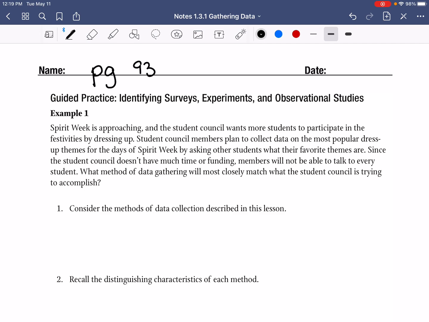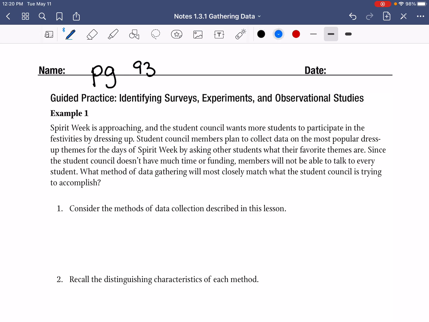Spirit Week is approaching and the student council wants more students to participate in the festivities by dressing up. Student council members plan to collect data on the most popular dress-up themes for Spirit Days of Spirit Week by asking other students what their favorite themes are. Since the student council doesn't have much time or funding, members will not be able to talk to every student. What method of data gathering will most closely match what the student council is trying to accomplish?